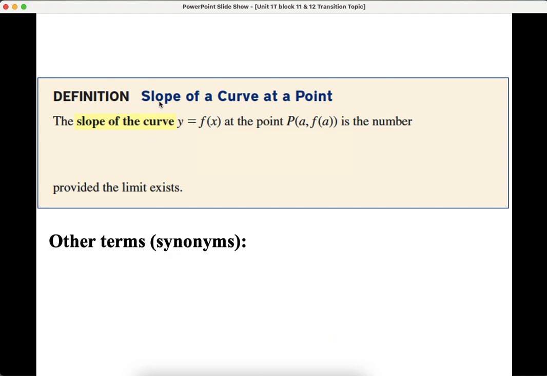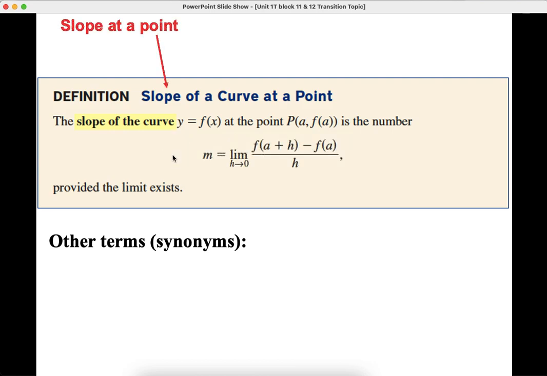So that gives us our first definition here, the slope of a curve at a point. The slope of the curve at that point, which would be the tangent line, is that expression. Now we're starting back with the notes again, that expression where we take the difference quotient and take its limit as that gap closes, as h goes to 0.